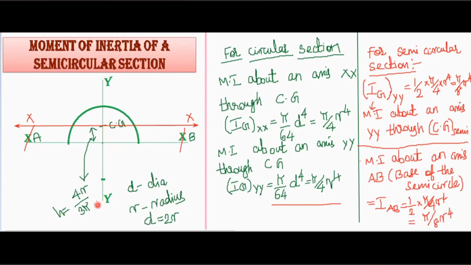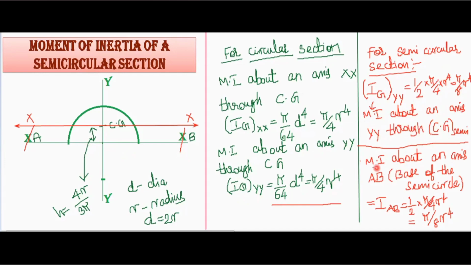So now for the semicircular section, with respect to the YY axis, there is no change because the axis is not changed. The only thing is that half the portion is removed. So what is the previous answer? Now for the semicircle, it will be half of the value that we calculated. And finally, when you simplify the pi by 8, we get 0.393 r power 4. That is the moment of inertia with respect to the YY axis. Here there is no problem.